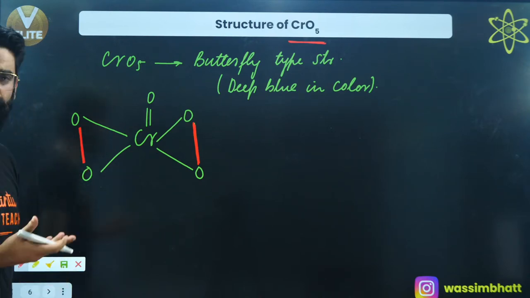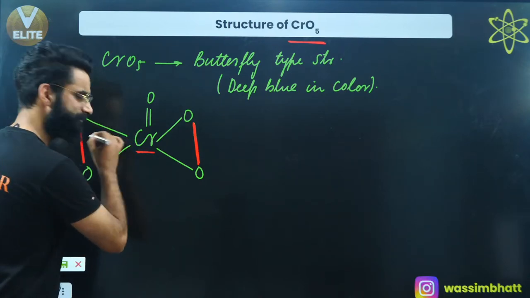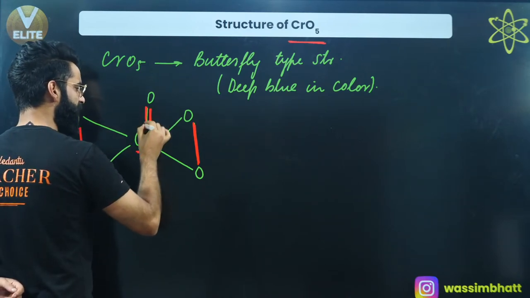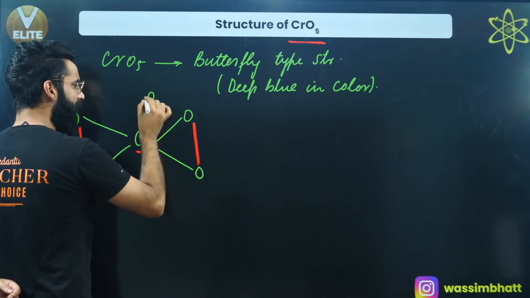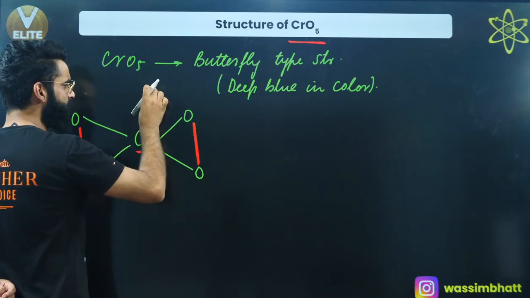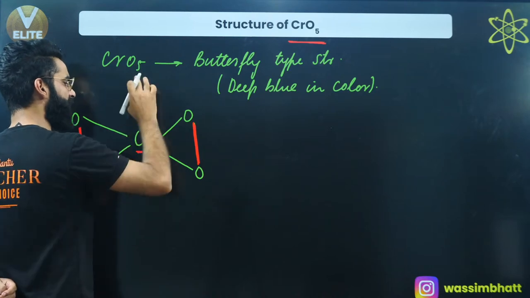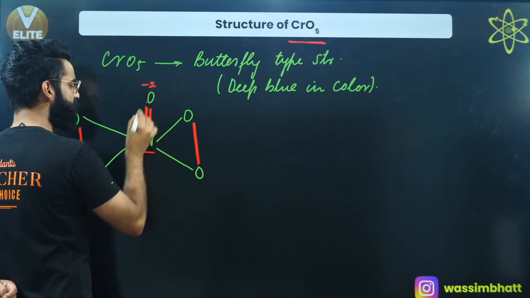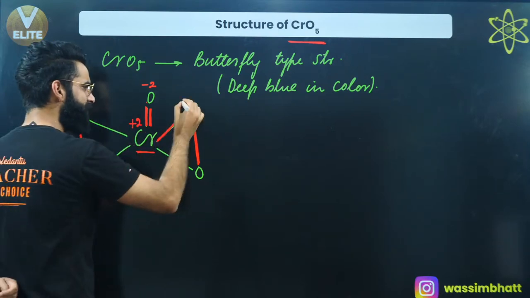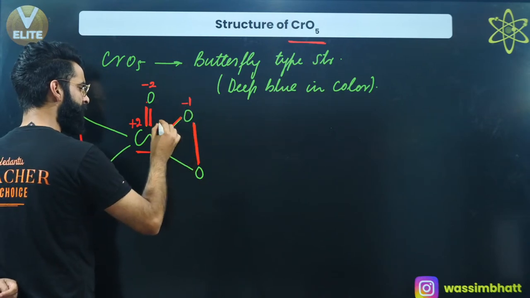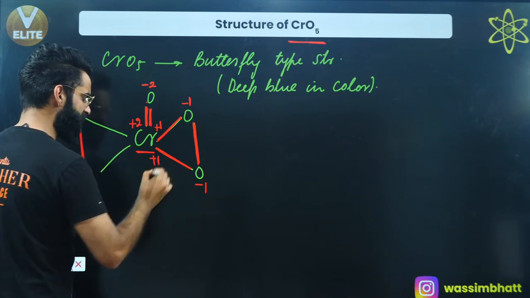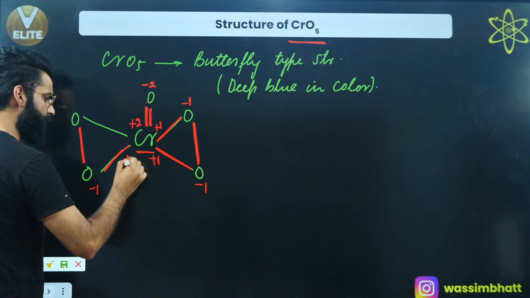Now, how are we going to calculate the oxidation state of chromium by seeing the structure? First of all, we have got Cr double bonded O. If I ask you among Cr and oxygen, which one is more electronegative? You'll directly say oxygen is more electronegative. Oxygen will attract both these bonded pair of electrons towards itself, due to which this oxygen gets minus 2 and chromium gets plus 2. Similarly, for this single bond between chromium and oxygen, again this oxygen gets minus 1 and this chromium gets plus 1. For this bond too, oxygen gets minus 1 and chromium gets plus 1. For this bond as well, oxygen gets minus 1 and chromium gets plus 1.